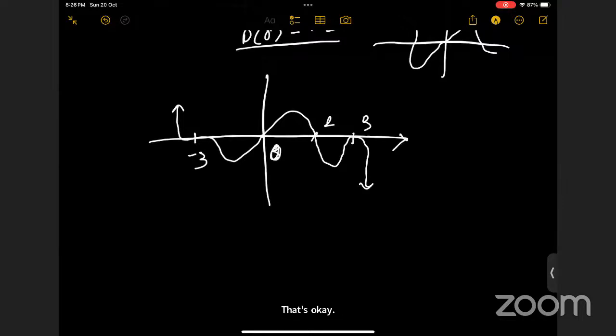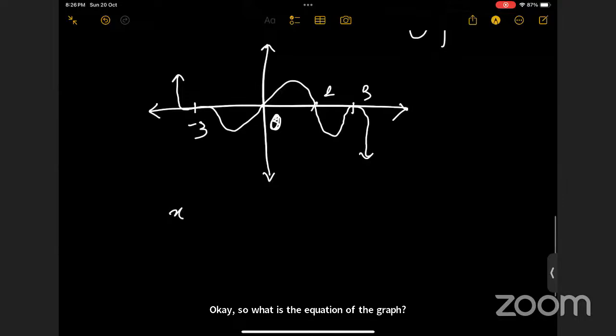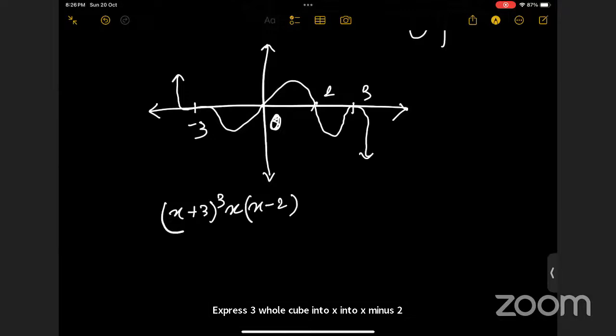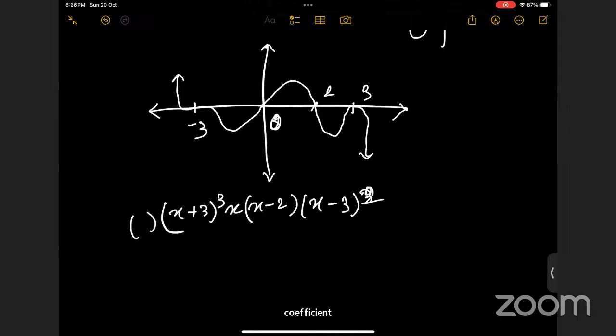Okay. So what is the equation of the graph? First, (x plus 3) whole cube, then (x plus 3) whole cube into x into (x minus 2) into (x minus 3) whole square. And the sign of the coefficient will be positive or negative here? We have both ends in opposite directions. So negative, ma'am.